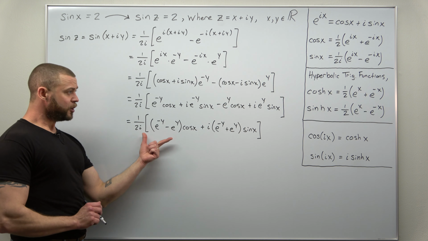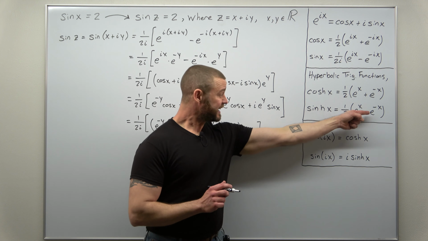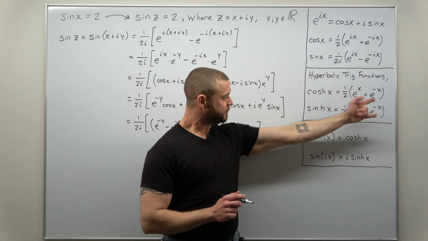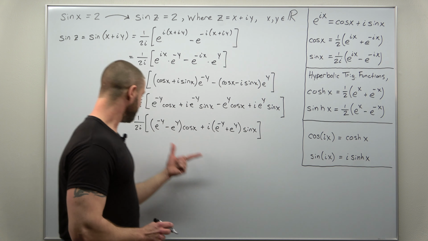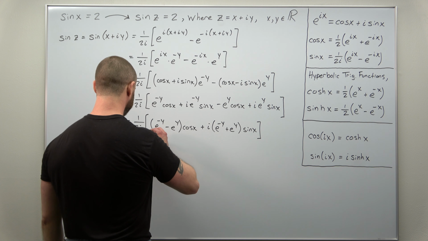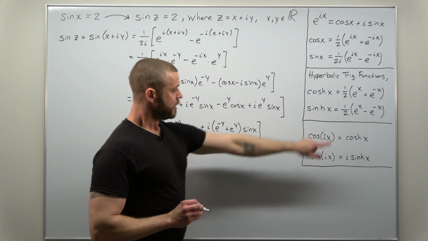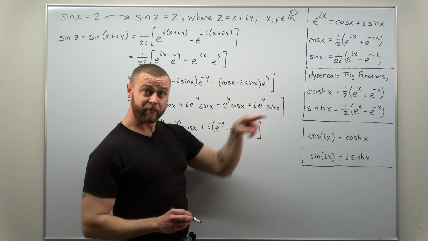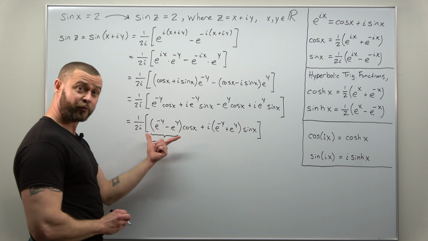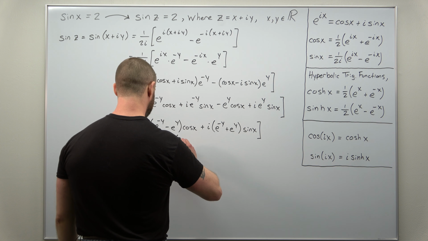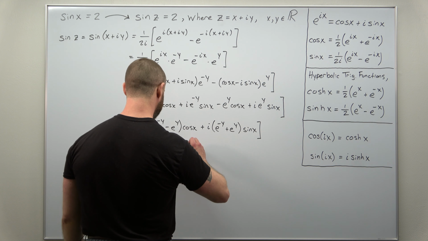This one is close to the identity for hyperbolic sine, but we have our exponentials in the wrong order. So you can factor out a negative here, and then multiply the 1/2 over to give you a factor of 2, and you'll be able to rewrite this as -2 times hyperbolic sine of y.